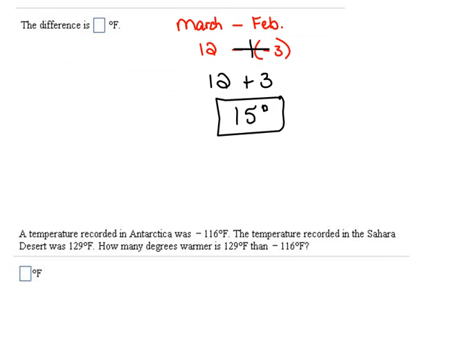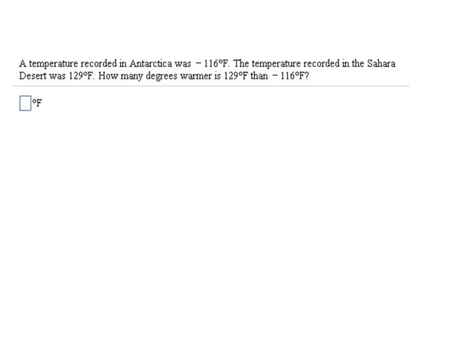Now let's try one more. Again, temperatures. This one says a temperature recorded in Antarctica was -116 degrees Fahrenheit. The temperature recorded in the Sahara Desert was 129 degrees Fahrenheit. How many degrees warmer is 129 than -116?